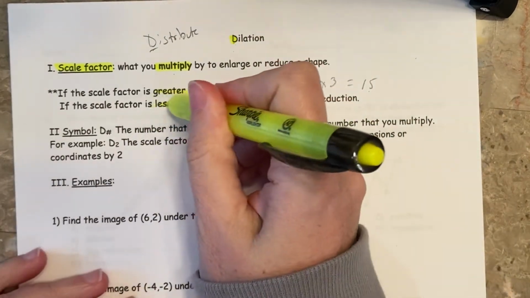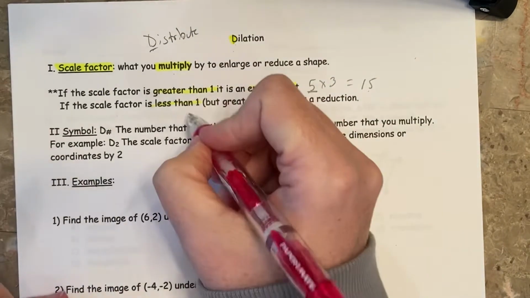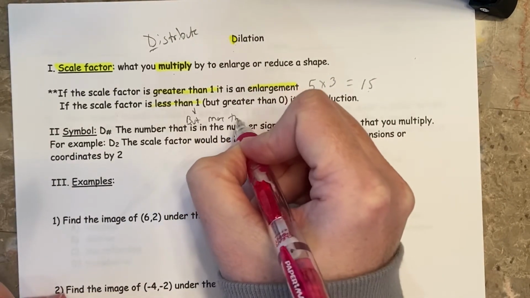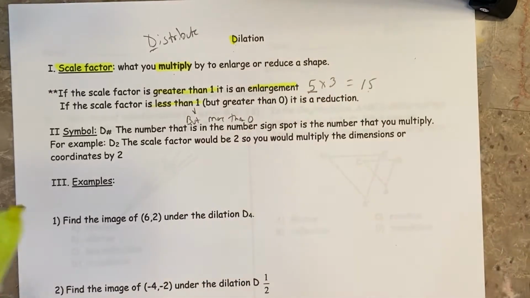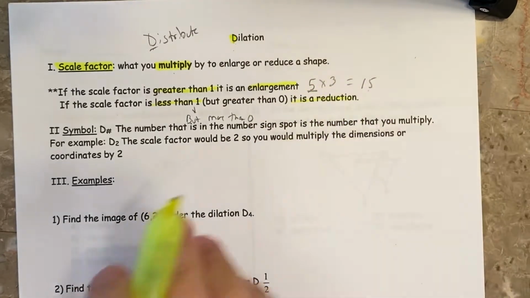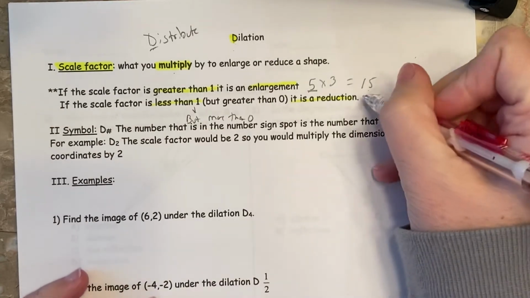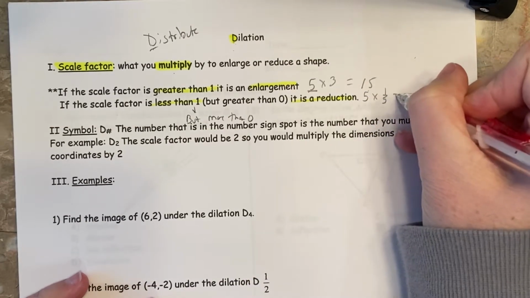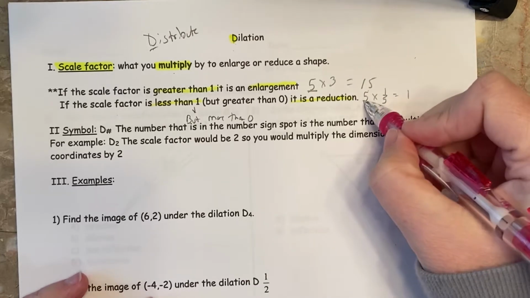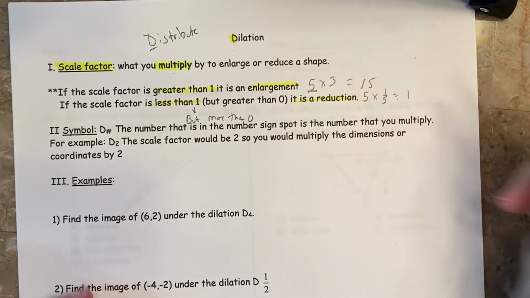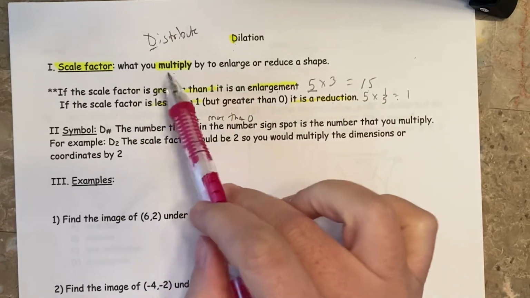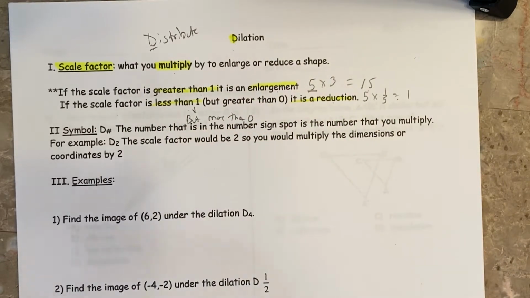Now, if you have something that's less than 1, I'm going to just add in but more than 0, because you can't multiply something by 0 because then it's gone. That's going to be a reduction. So again, let's say I take that 5 and I multiply by the fraction 1/5. Well, that's going to get me 1. So the original went smaller. Okay, so anything bigger than 1 is an enlargement, less than 1 is a reduction. So again, scale factor means to multiply.